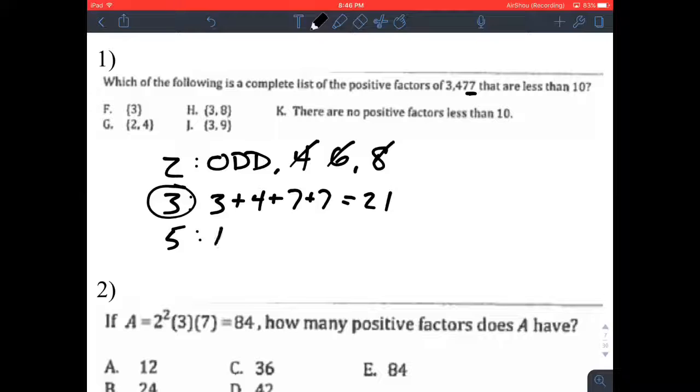5 doesn't work because it doesn't end in a 5 or a 0. 6 doesn't work because 2 doesn't. 6 only works if 2 and 3 both work. 7, can check a calculator. Actually, we don't need to. Look at our choices for our answers: 3; 2, 4, 3; 8, 3; and 9. So we know 2 and 4 don't work. We know 8 doesn't work. And 9 doesn't work because if you add up the digits of 3, 4, 7, and 7, you get 21, and you can't divide 21 by 9 evenly. So the answer is just 3. Done.